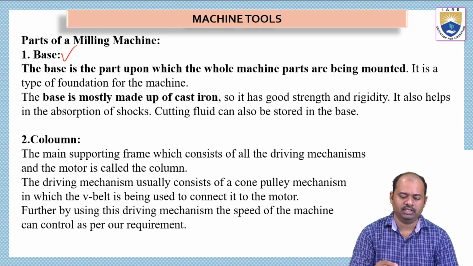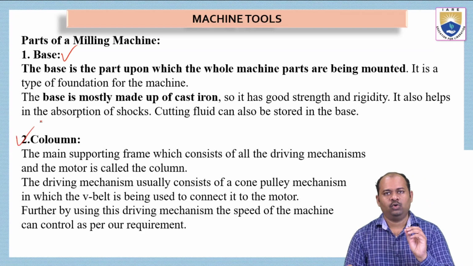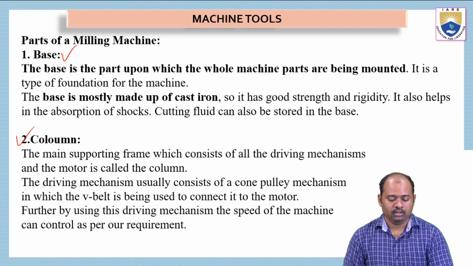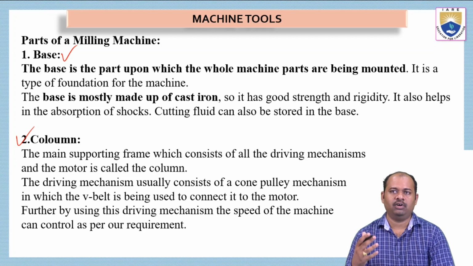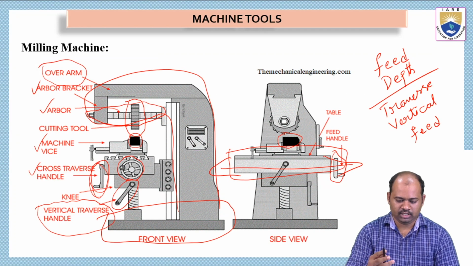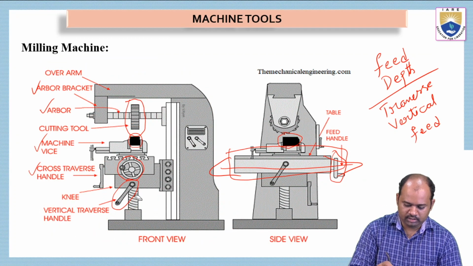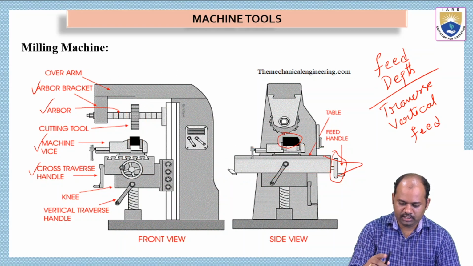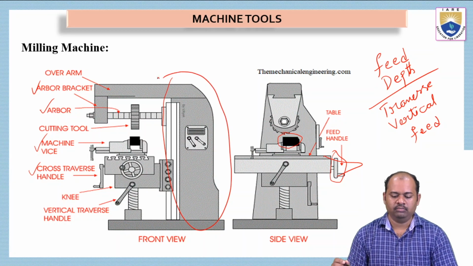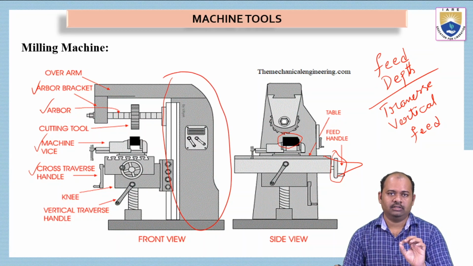And then the second part is the column. The column is the second part in the milling machine construction, the main frame which supports and consists of all the driving mechanisms and the motor. In the picture, I'll remove all the markings. This part is nothing but the column. Inside the column we have gears, motor, and all the moving mechanisms present inside the milling machine.